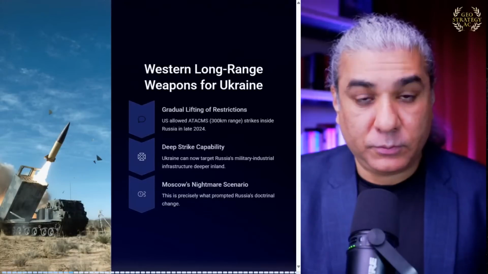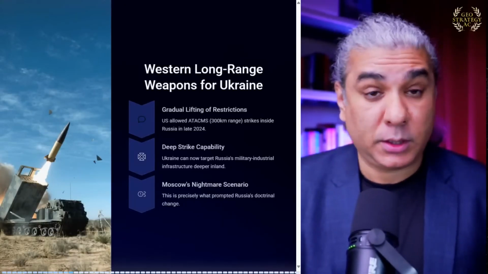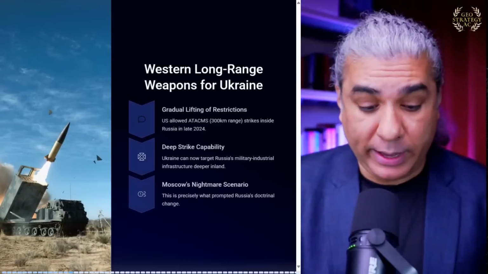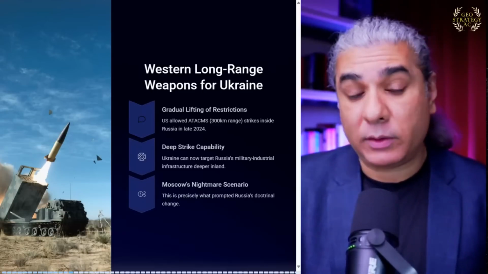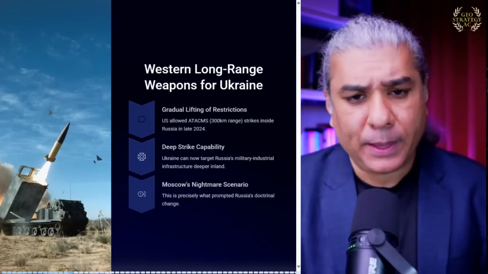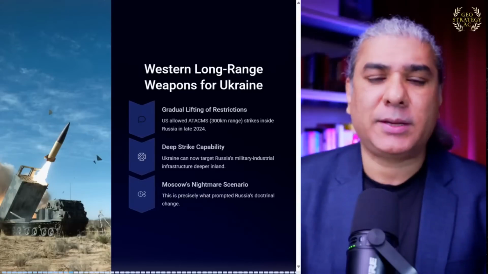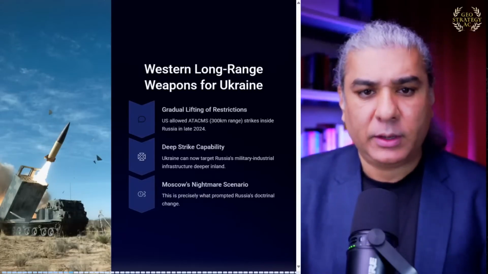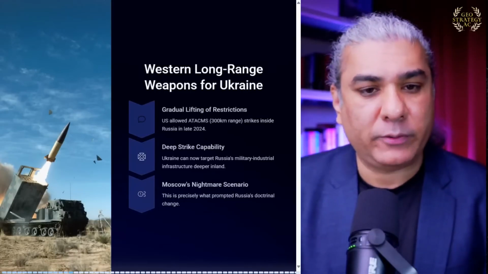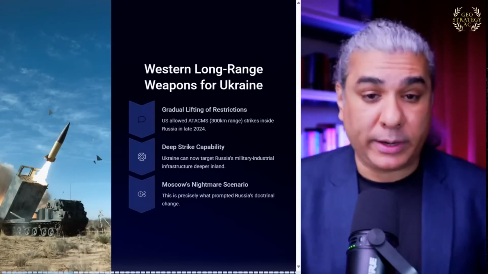Now, then there's the question of Western long range weapons that Ukraine may potentially use. There's a significant possibility, maybe 70-80%, that Ukraine will likely use these long range weapons in the next 7 to 15 days. These restrictions were gradually lifted by the US, by the West, by NATO. The US allowed ATACMS, which is a 300-kilometer range weapon. They allowed strikes using this weapon inside Russia in late 2024. And now they have given Ukraine the go ahead to use longer range weapons.